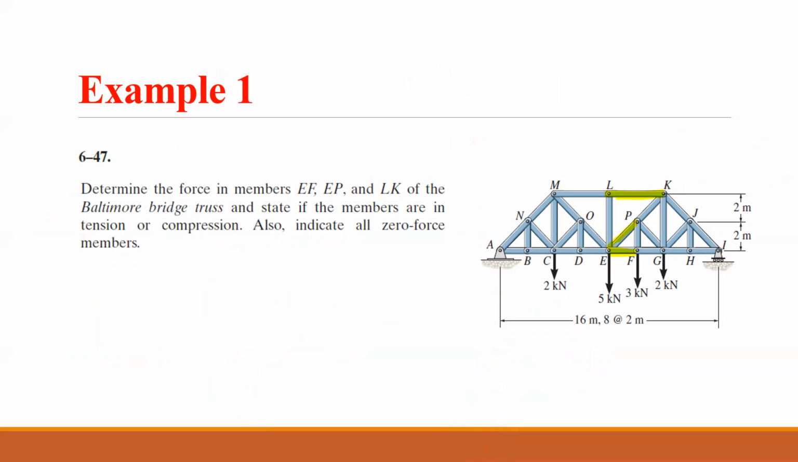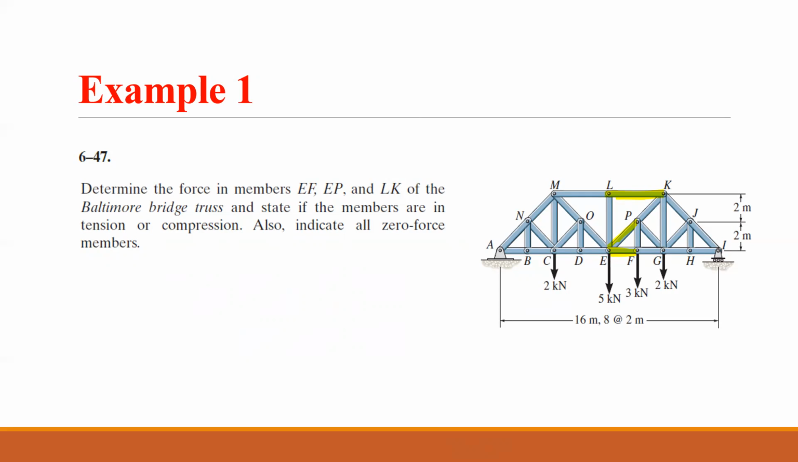It's a Baltimore bridge truss. State if the members are in tension or compression, and also indicate all zero force members. All right, so for zero force members, if you have collinear members like ML and LK, and the third member, which is LE, is non-collinear, the non-collinear one is a zero force member.